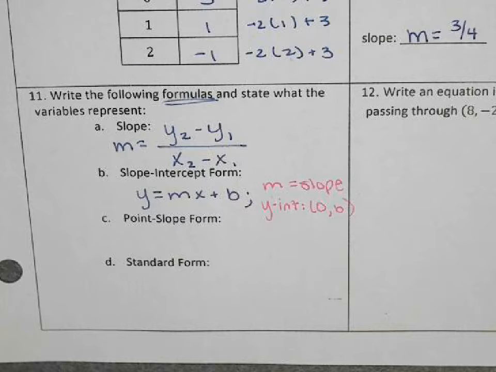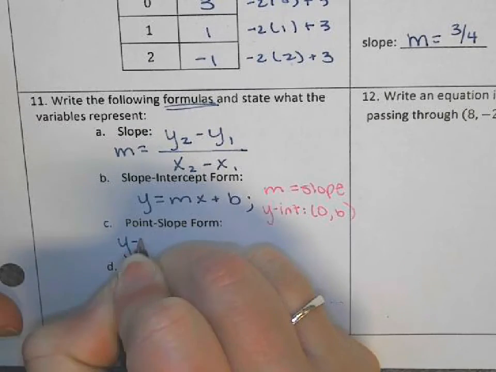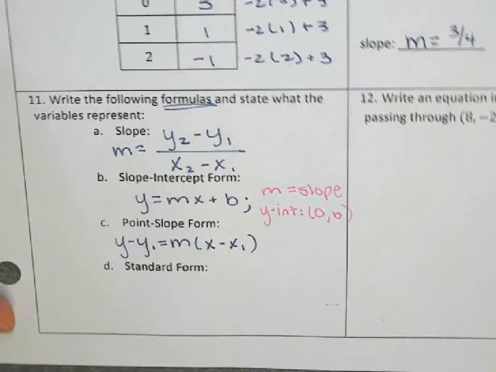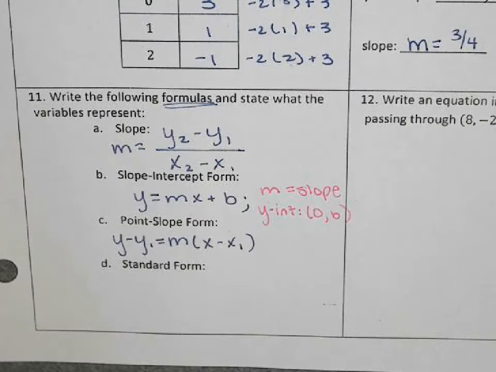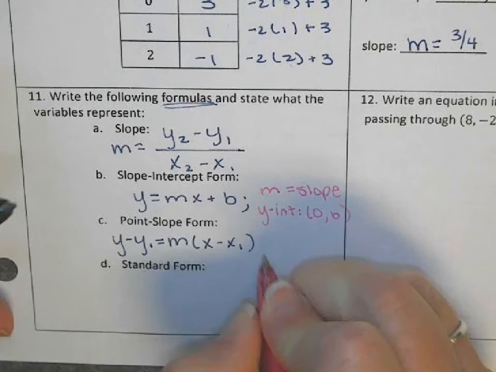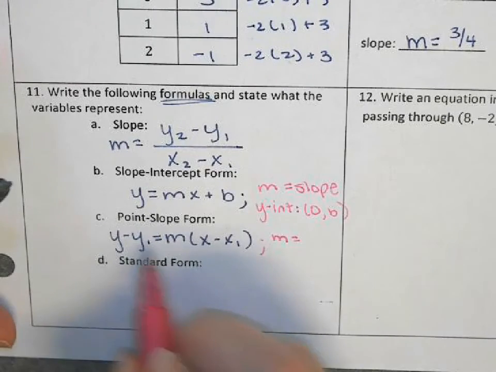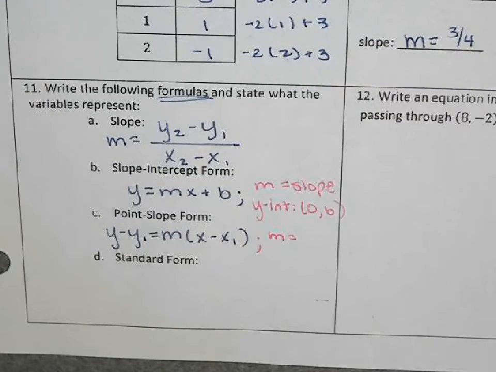Raise your hand if you can tell me what point slope form is. Go ahead. y minus y1 equals m, and then substitute x minus x1. Very good. y minus y1 equals m times the quantity of x minus x1. I have a couple things I have to say here. I have to tell me what m is, and I have to decide what x1, y1 represents. Keep going with it.